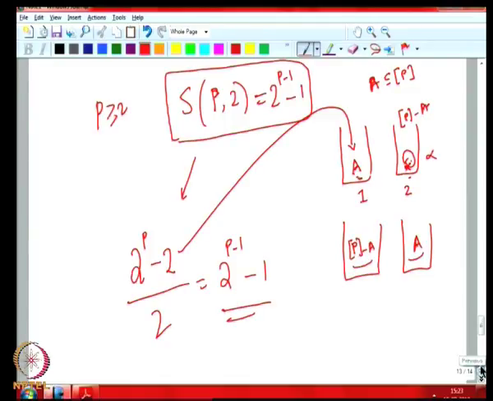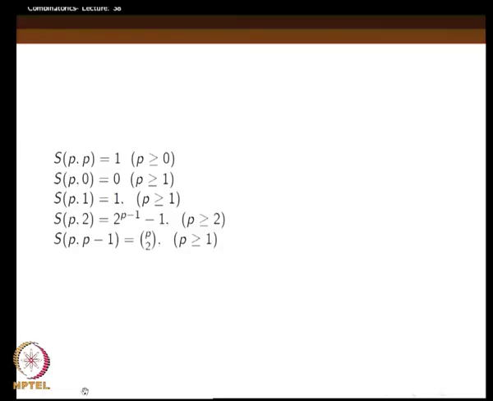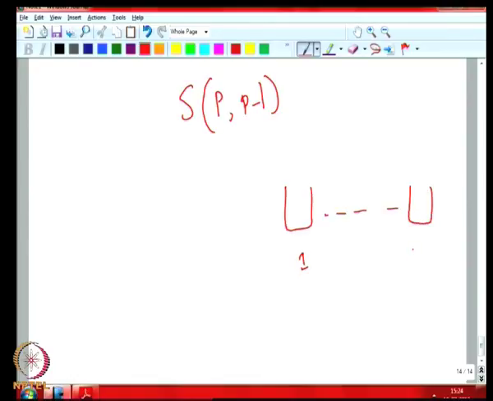Now the next one, S(P, P minus 1). What about S(P, P minus 1)? So we have P minus 1 boxes. Now P things are to be distributed here.